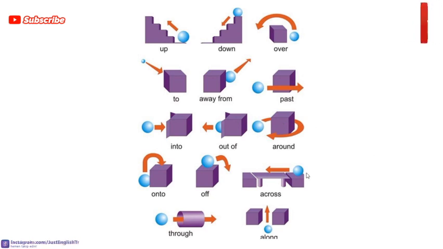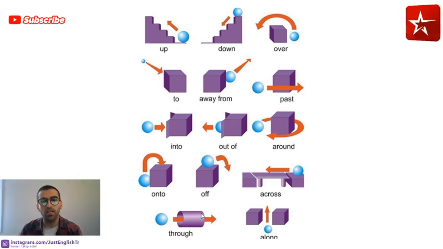Across here, okay. Through, içinden, like, we should pass through the forest. Ormanlığın içinden geçmemiz gerekiyor. Like, pass through, through, içinden, bir şeyin içinden, okay? Through, can you repeat after me? Through, great. Along, boyunca, for example, I love walking along the streets in the evenings, okay? So we can use along.